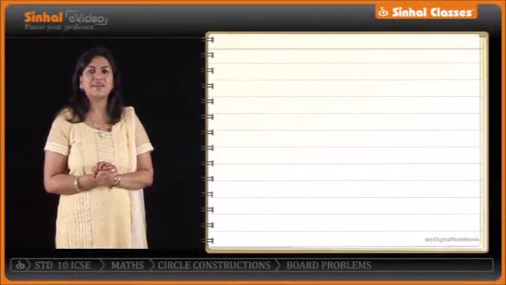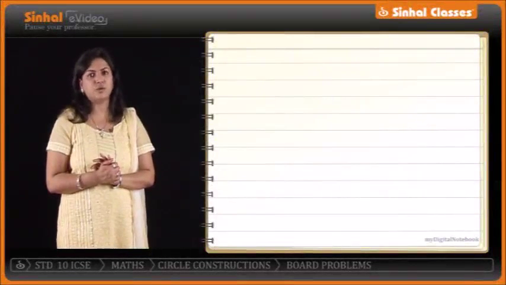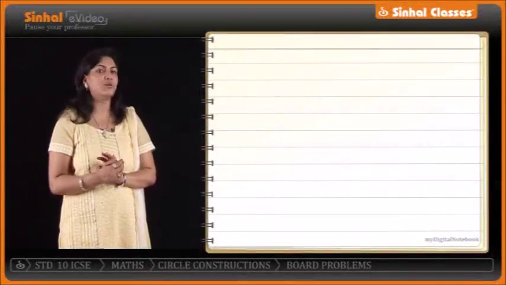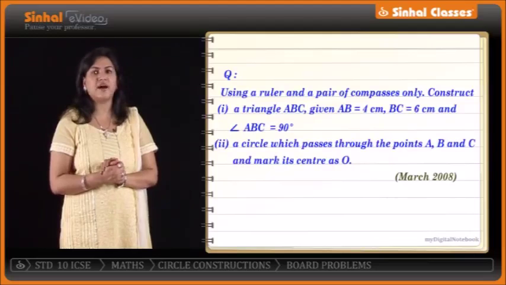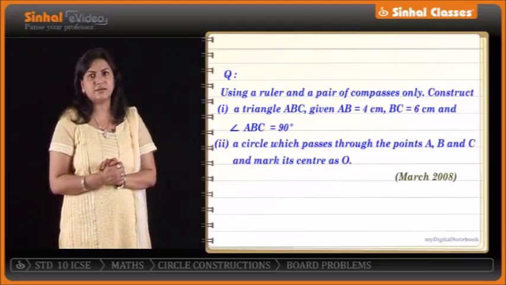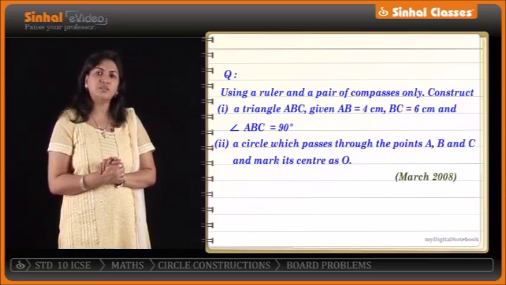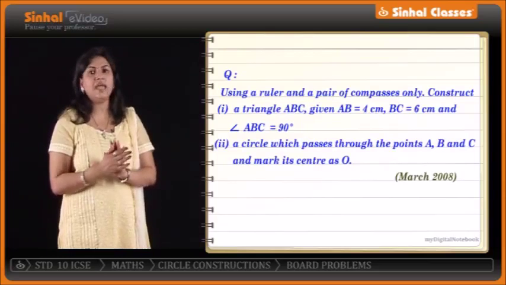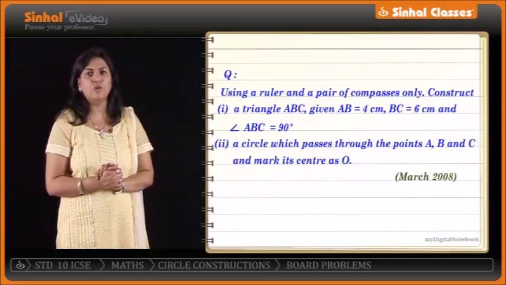Now, let's look at our next problem, which is the March 2008 board question. Using a ruler and a pair of compasses only, construct the triangle ABC given AB as 4 cm, BC as 6 cm and angle ABC as 90 degrees. Draw a circle which passes through the points A, B and C and mark its center as O.